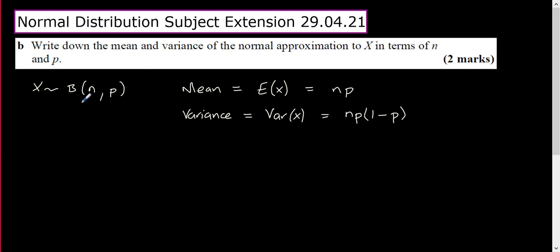And it is the variance of the binomial distribution, but it does form a part of our normal approximation. So these are the two answers that we're looking for then. The mean is np, the variance is np(1 minus p).